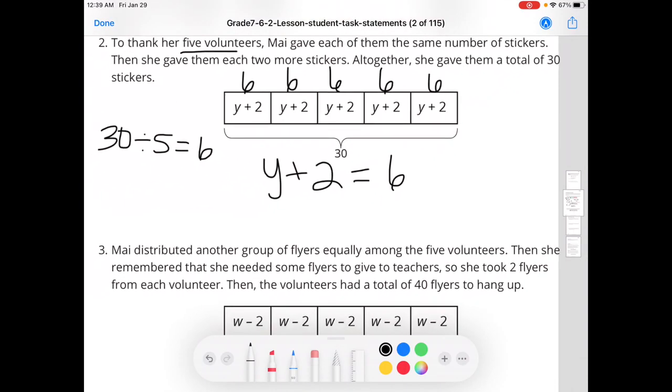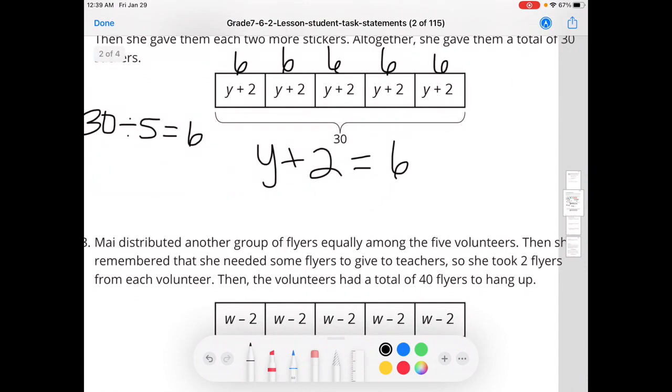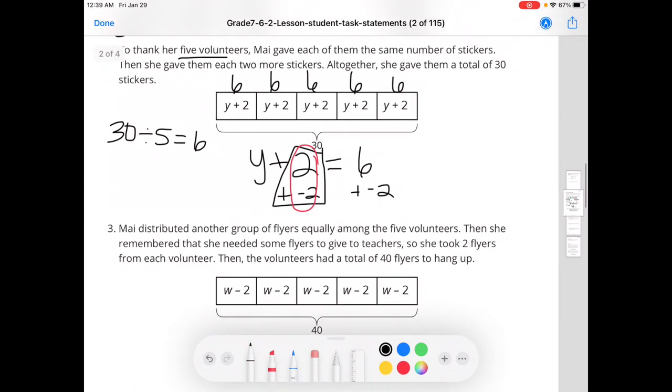So there comes the additive inverse property that we've previously been using. If I add negative 2 to both sides, 2 plus negative 2 equals 0. And 6 plus negative 2 is 4. So Y equals 4 would be our solution for this problem. And each volunteer received 6 stickers.